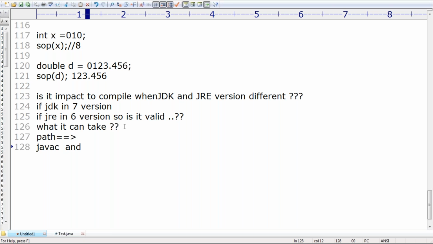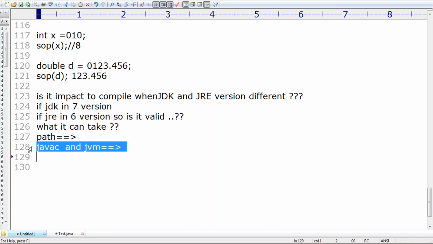Java compiler and JVM, this comparison is very important. If the Java compiler is a higher version, you compile with the higher version compiler but execute with a lower version JVM, we will get a problem: unsupported version error. But a lower version compiler with a higher version JVM is acceptable. Remember that. Are you getting it? I hope your doubt is related to this one. So, based on the path, it is going to be considered.